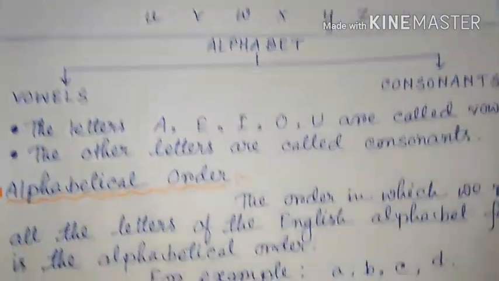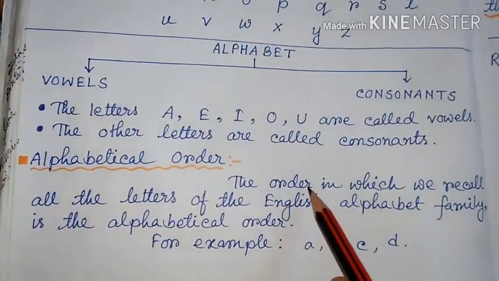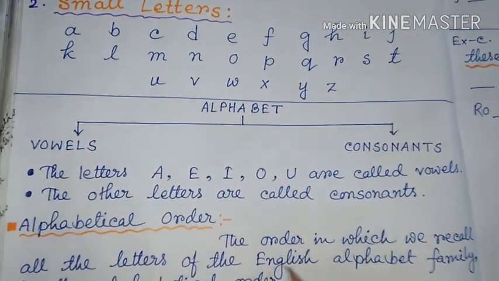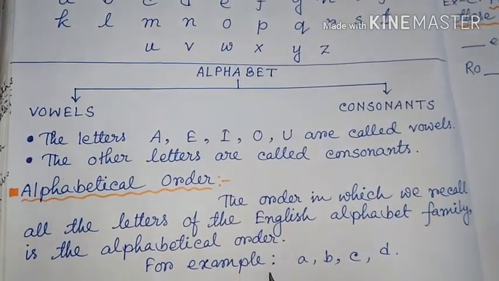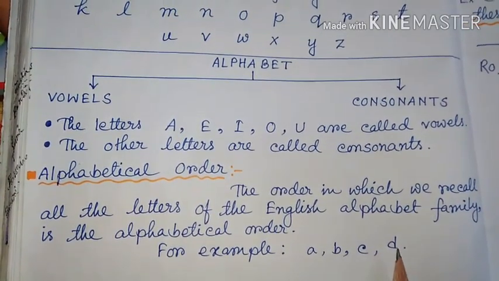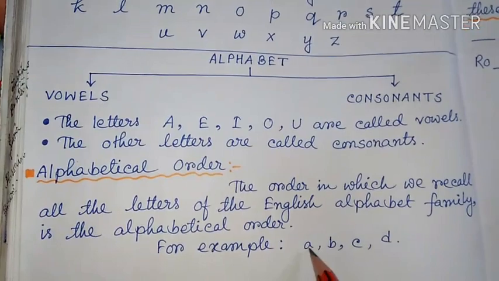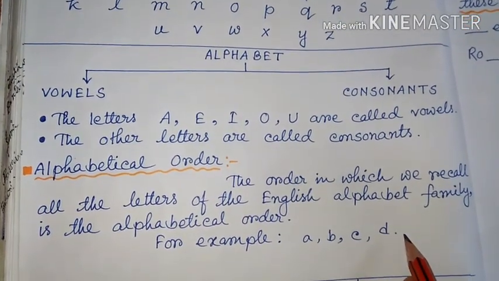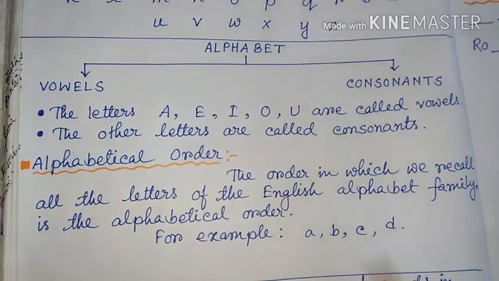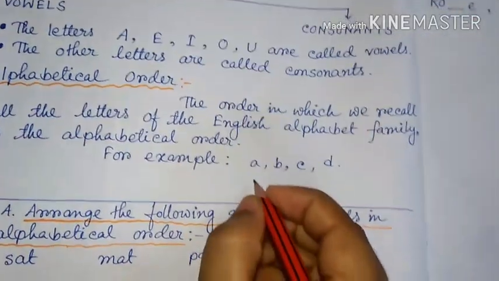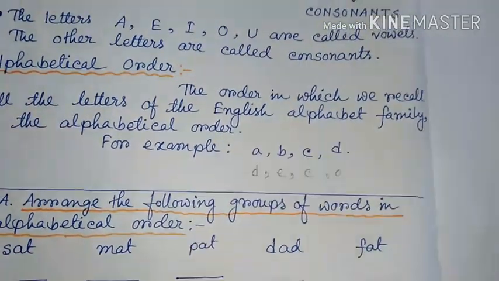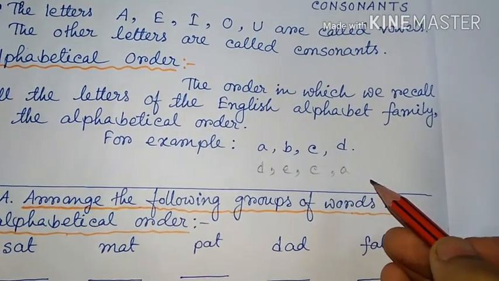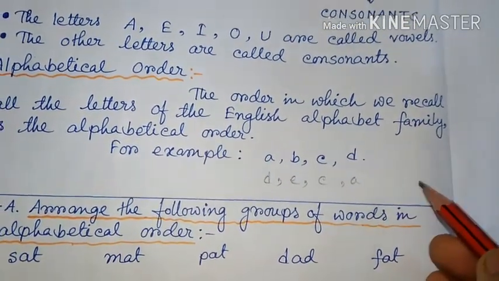Alphabetical order. The order in which we recall all the letters of the English alphabet family is the alphabetical order. For example, A, B, C, D. When we write A, B, C, D in this way, all the letters are in alphabetical order. But when we write D, E, C, A, here all the letters are not in alphabetical order.